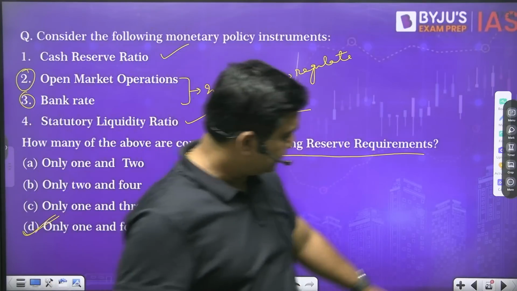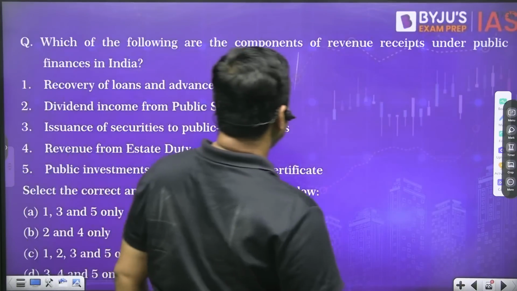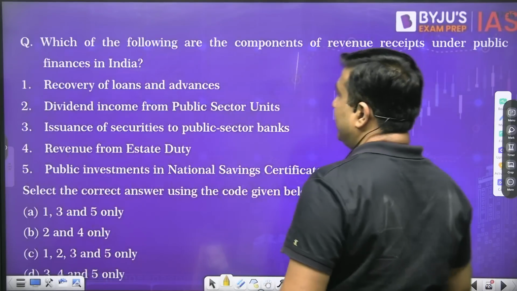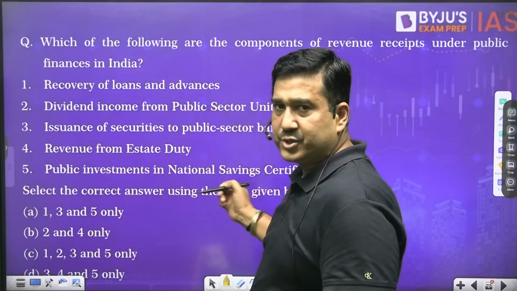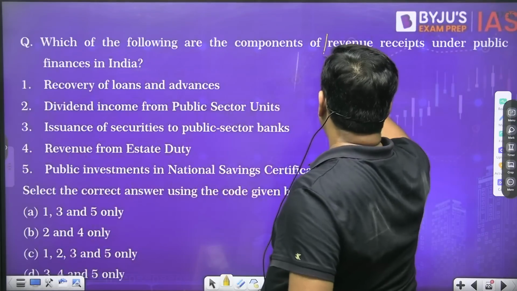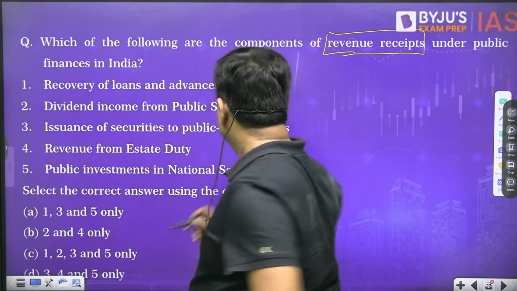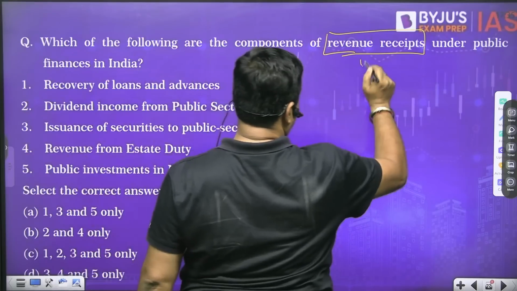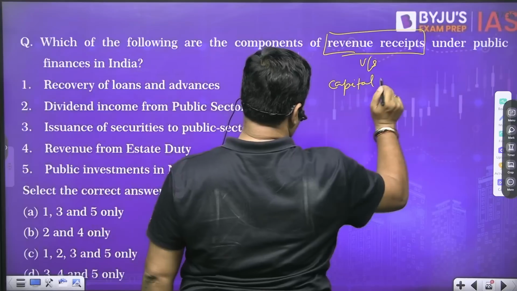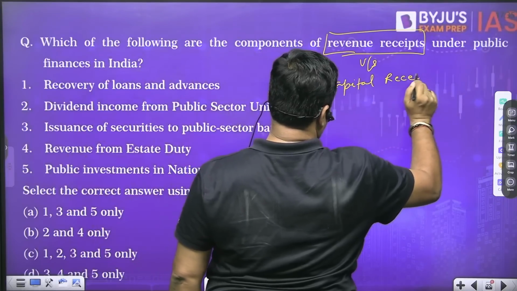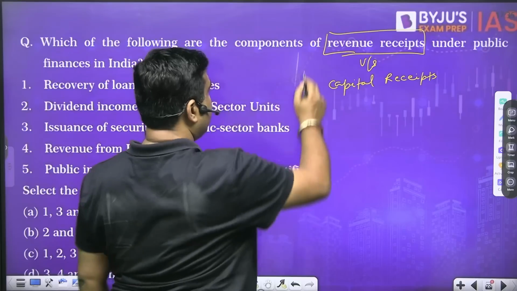Next. Which of the following are components of revenue receipts under public finances in India? Now, very easy question, but what is revenue receipt? Is there any other receipt as well? There are two receipts, revenue receipts versus capital receipts. Revenue receipts are recurring in nature.